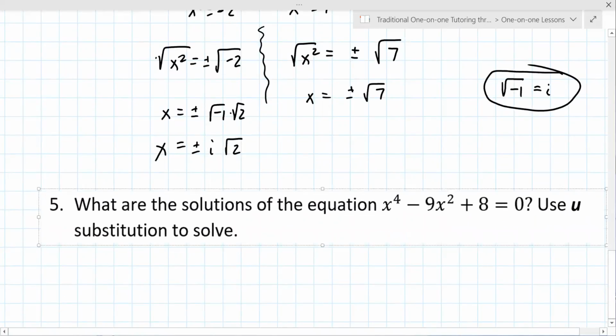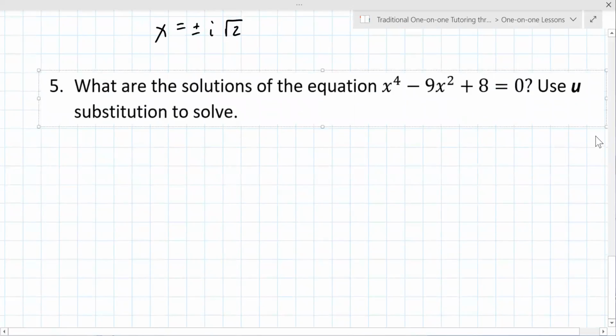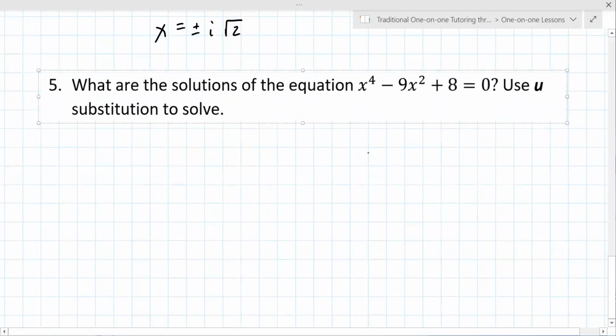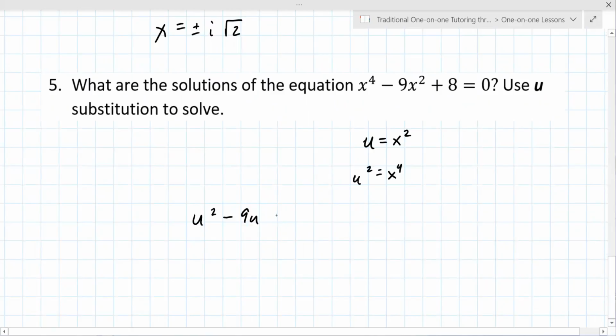So again, similarly, you've got to factor this after you make your u. Your u is always that middle one. It's not 9x squared, it's just the x squared. So your u squared is x to the 4th. So your new problem is u squared minus 9u plus 8 equals 0. Then we try to find factors of 8. 8 is 1 and 8, it's 2 and 4. And you're like, well, 1 and 8 add up to 9.